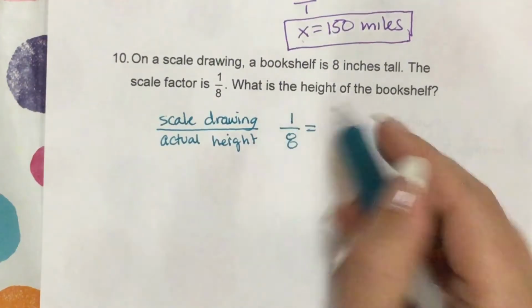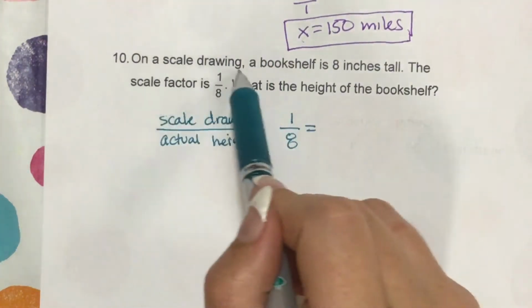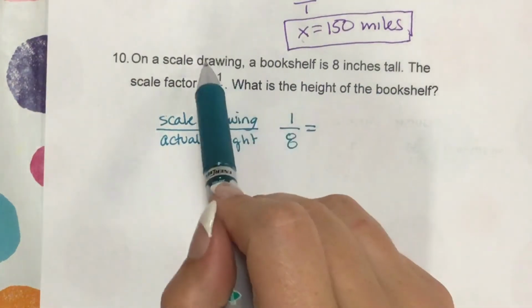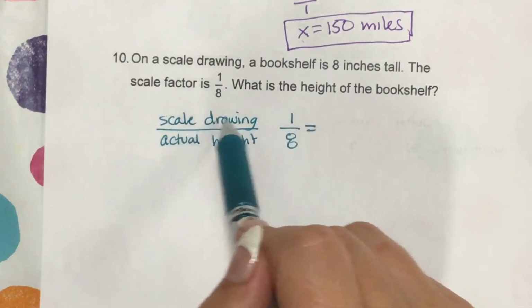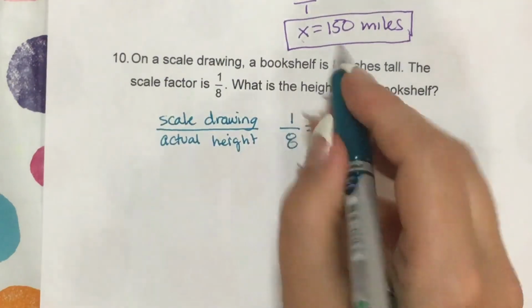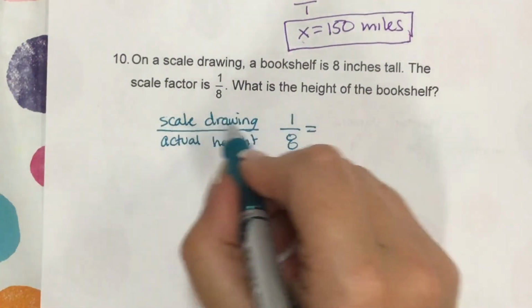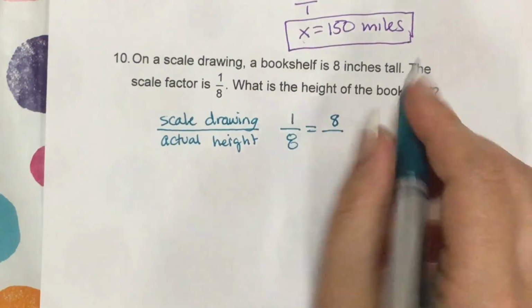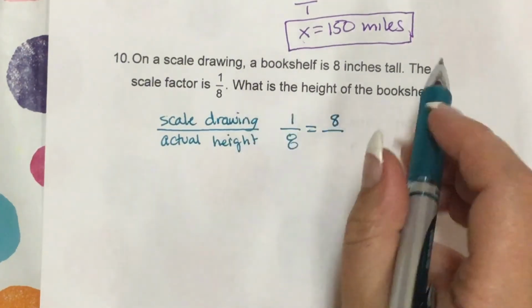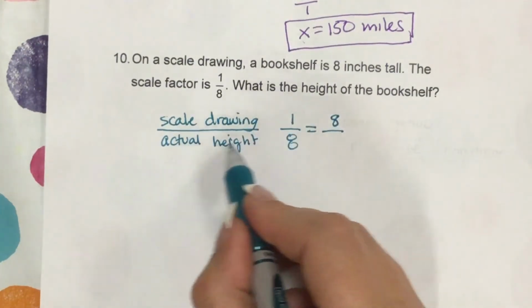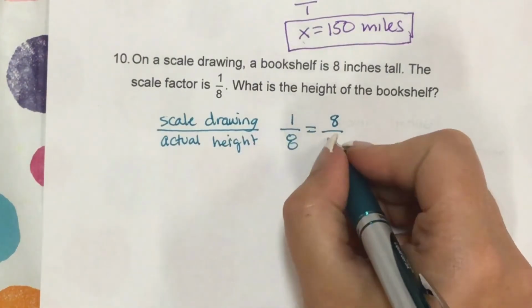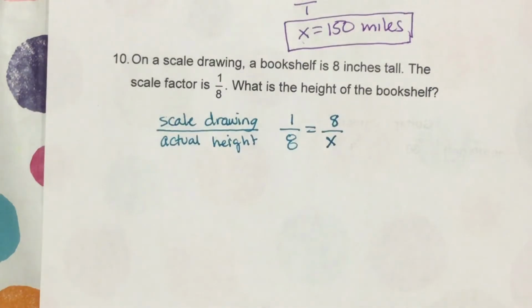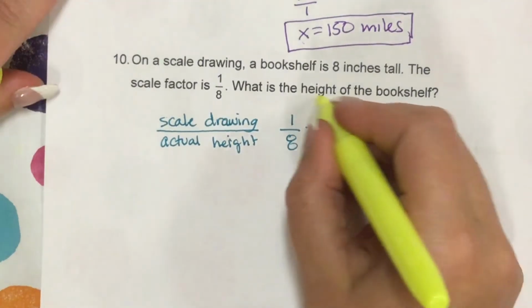So let's go ahead and look and see what other information it says. On the scale drawing, a bookshelf is 8 inches tall. So this 8 inches is referring to the scale drawing. The scale drawing is on the top part of this fraction. So the scale drawing information is going to go here. It wants to know what is the height. That's the actual height of the bookshelf, and the actual height information goes on the bottom. So that's what we don't know. That's where our X goes. Okay, so that's our proportion right here.